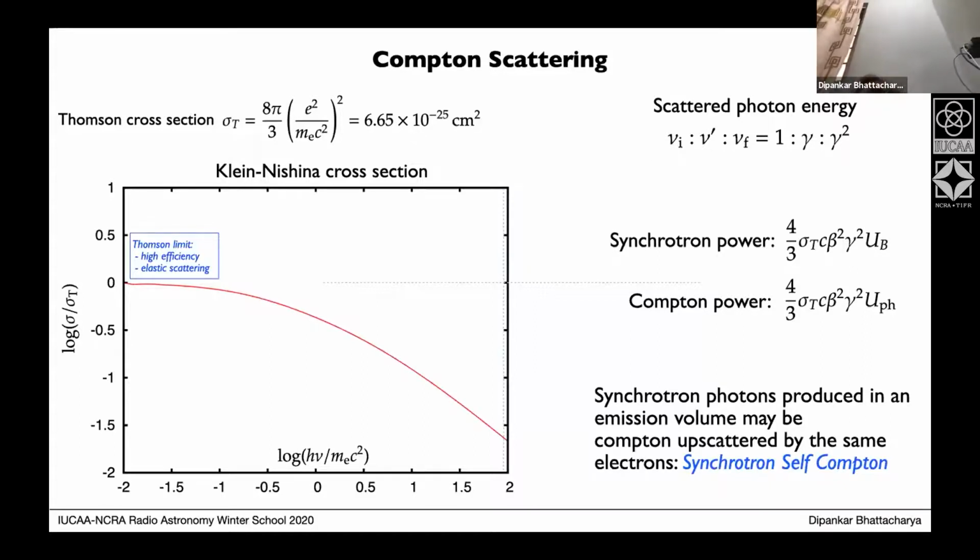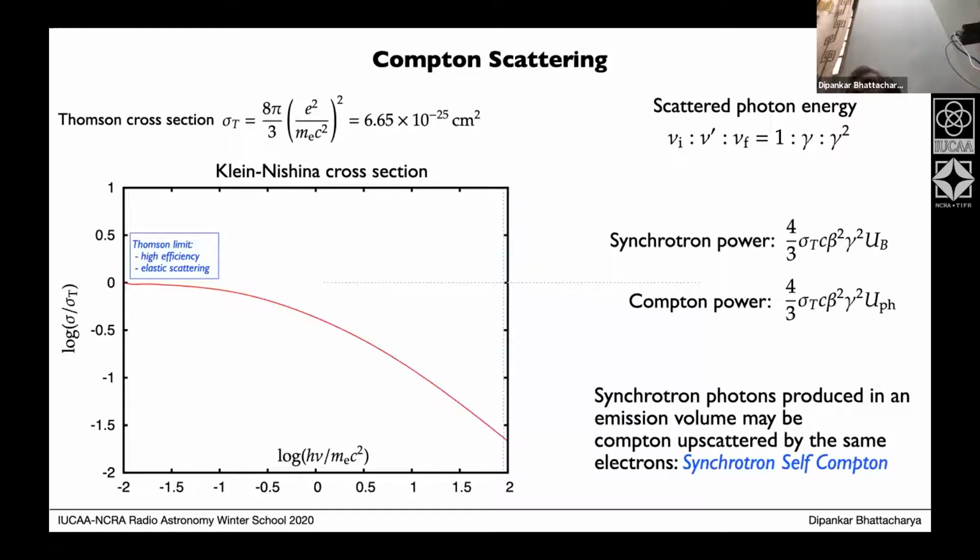So therefore, the typical frequency that inverse Compton scattering will produce is proportional to the Lorentz factor squared of the electron. And this is similar to what synchrotron radiation also did. The frequency was proportional to Lorentz factor squared. And interestingly, such similarity also exists in the expression for power. I have already mentioned to you the synchrotron power is equal to 4/3 sigma_T c beta squared gamma squared times the energy density in the magnetic field.